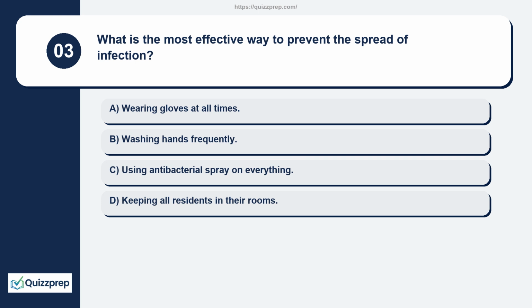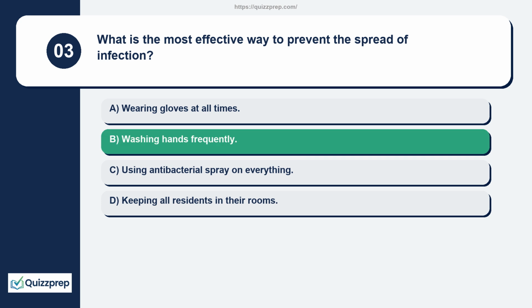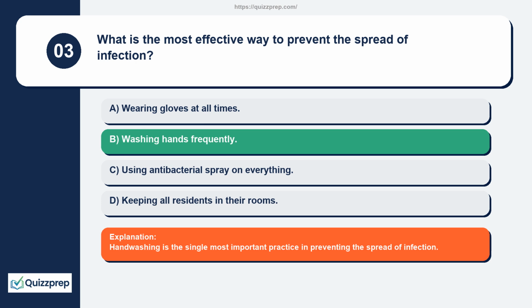Question 3. What is the most effective way to prevent the spread of infection? Wearing gloves at all times. Washing hands frequently. Using antibacterial spray on everything. Keeping all residents in their rooms. Handwashing is the single most important practice in preventing the spread of infection.